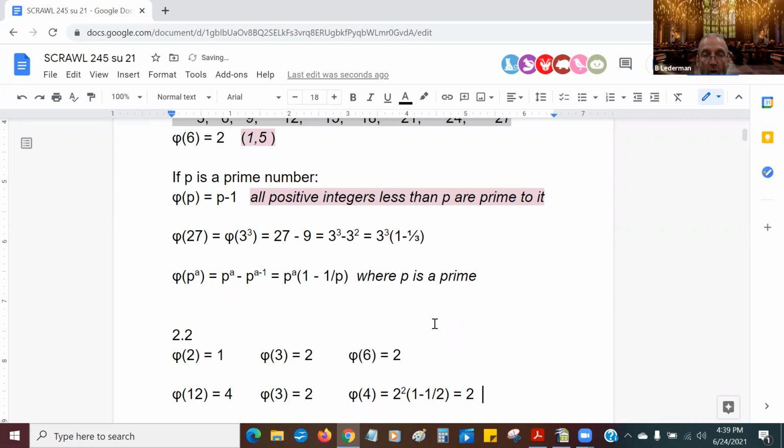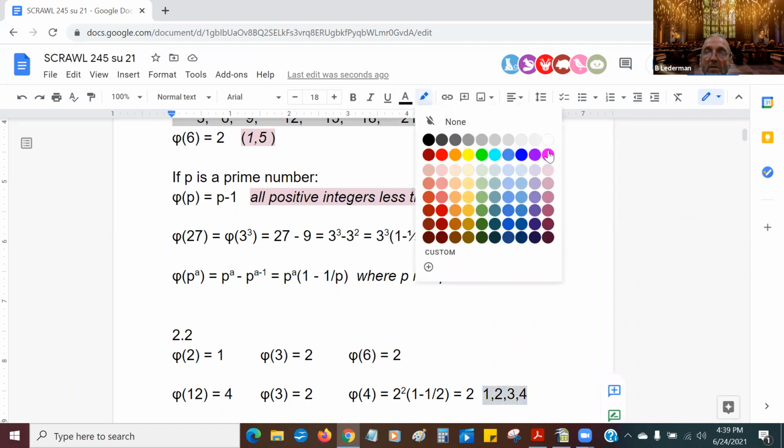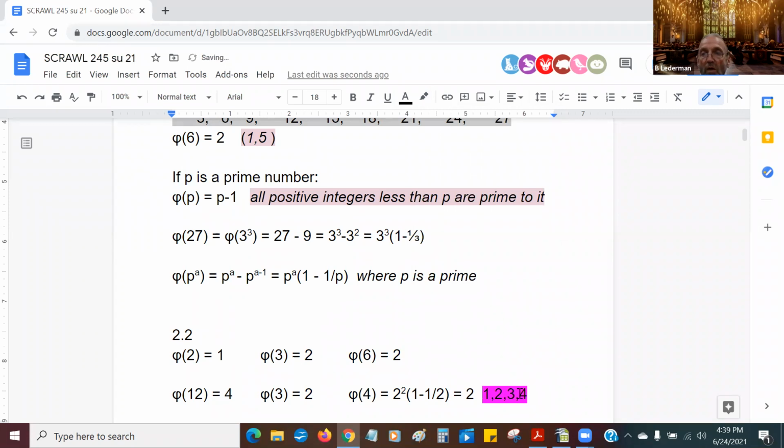Then again, we could also just look at the numbers 1, 2, 3, 4. 4 is obviously not relatively prime to itself, so 4 gets knocked out. 2 shares a common factor of 2 with 4, so that gets knocked out. And all I have left is 1 and 3. So it makes sense. Notice that phi of 4 is equal to 2, phi of 3 is equal to 2, and 2 times 2 equals 4.